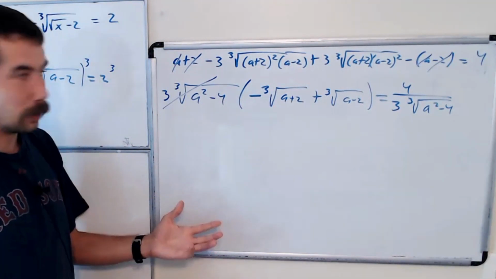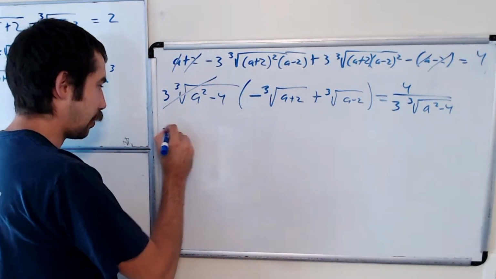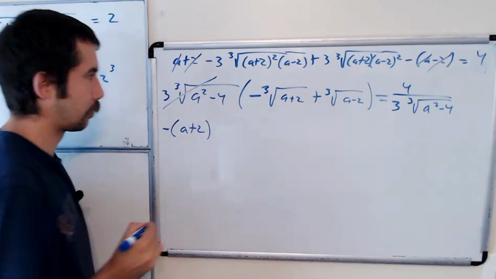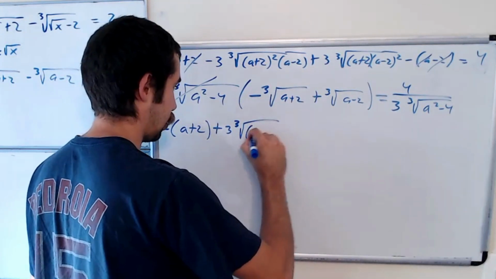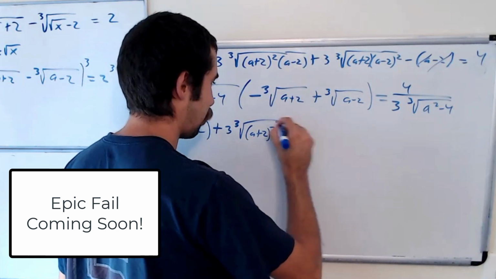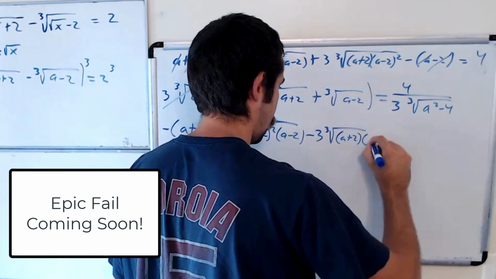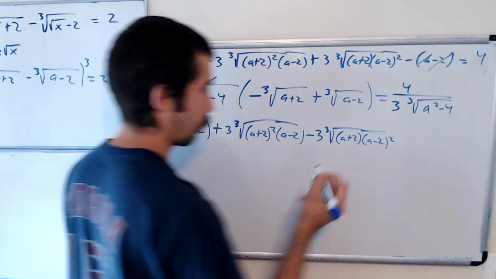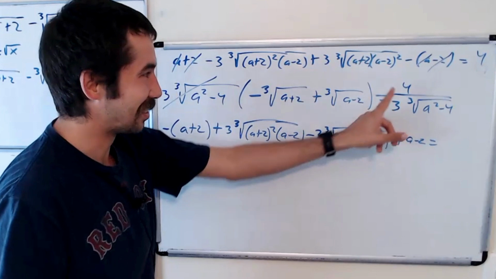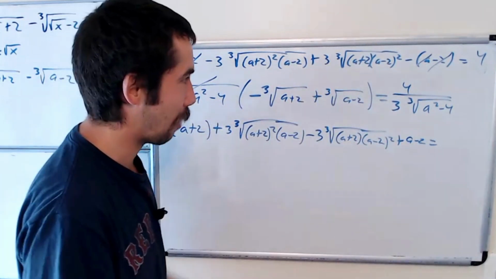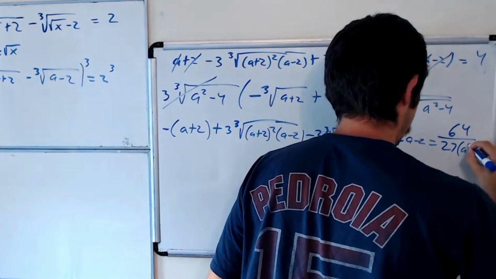So what we're going to do now is cube both sides again, because we have these cube roots still. So when we cube both sides, we get negative (a plus 2), plus 3 times the cube root of (a plus 2) squared times (a minus 2). This looks pretty familiar from the step before. Minus 3 times the cube root of (a plus 2) times (a minus 2) squared, plus a minus 2 is equal to this thing raised to the third power, which is 64 over 27 times (a squared minus 4).